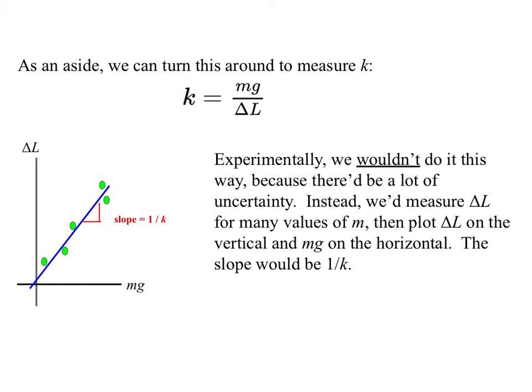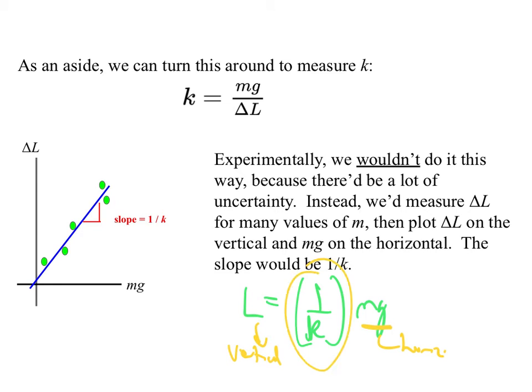Experimentally, we wouldn't do it this way because there's a lot of uncertainty, right? We don't know what m is, we don't know what delta L is, we don't know what their uncertainties are. Instead, we'd measure delta L from any values of m, and then plot delta L on the vertical and mg on the horizontal. And we can see that the slope would be 1 over k because delta L is 1 over k times mg. So if we make that our horizontal and that our vertical, then this is the slope. And I mentioned that not entirely randomly because we'll do that in a lab.